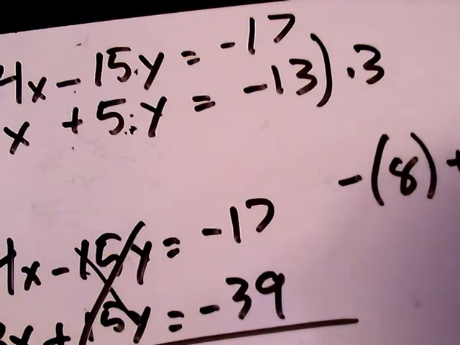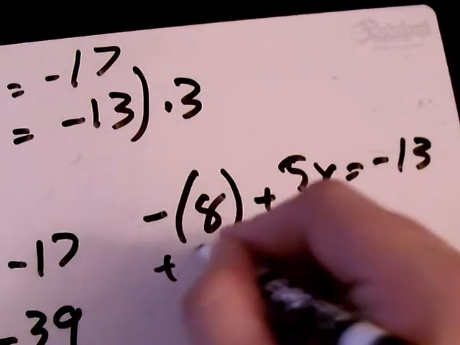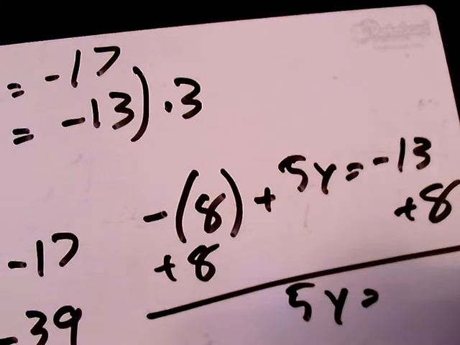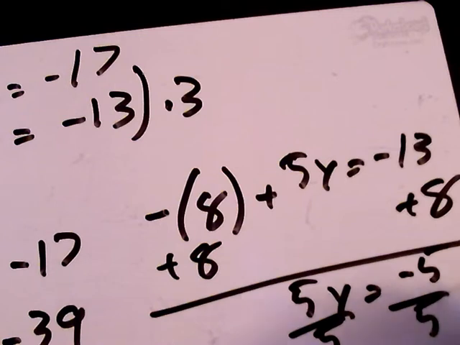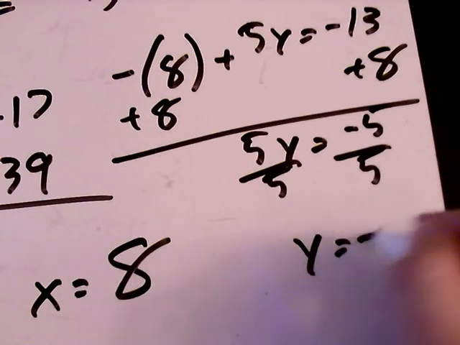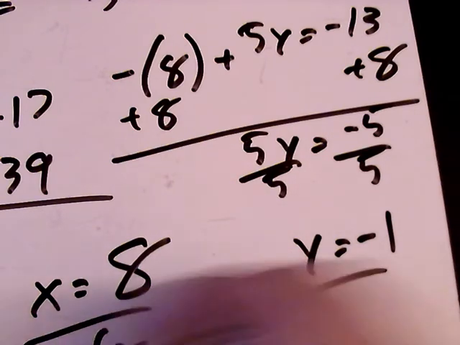Remember, we are plugging back in x to figure out y. So I did this. You're going to add 8 to both sides. I'm going to get 5y equals, that'll come out to be negative 5. Divide both sides by 5. Negative 5 divided by 5 is negative 1. I get 8 comma negative 1 for my answer.